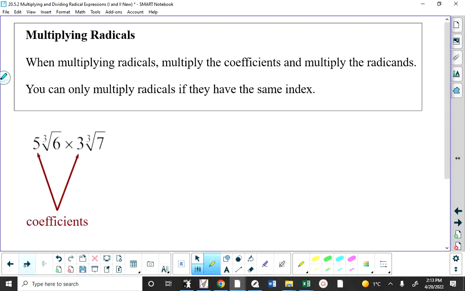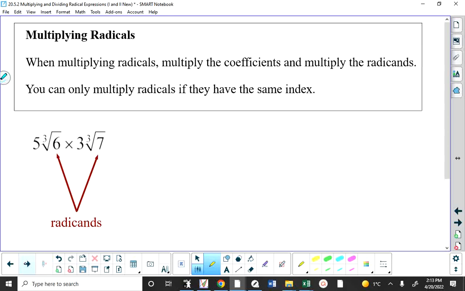For example, if I say to you, we're going to multiply 5 times the cube root of 6 times 3 times the cube root of 7. So I'm multiplying this thing and this thing. I can show you that there's two what we call coefficients. A coefficient in this case is a number that you're multiplying something by. So you're multiplying 5 by the cube root of 6, and you're multiplying 3 by the cube root of 7. Those are coefficients in those two terms. Those are radicands in those two terms. So 5 is a coefficient, 6 is a radicand, 3 is a coefficient, 7 is a radicand.